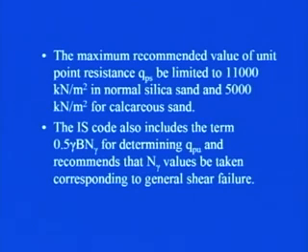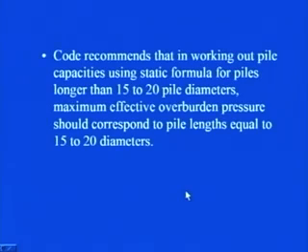The IS code also includes the term 0.5 gamma B N gamma for determining QPU and recommends that the N gamma value be taken corresponding to general shear failure. Although I told you that the last term present in the most general equation of QPU can be neglected, the IS code includes this term, and it recommends that the N gamma value be taken corresponding to general shear failure.